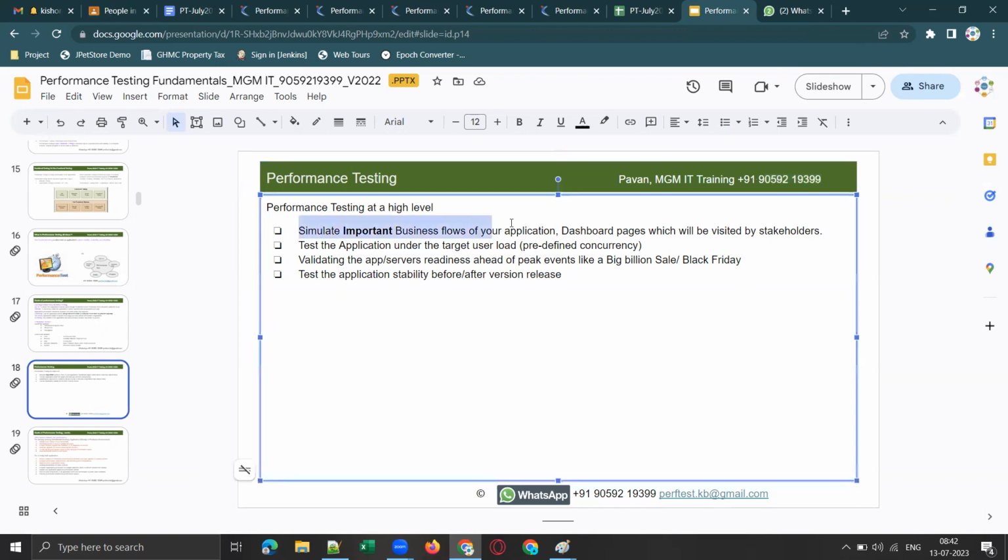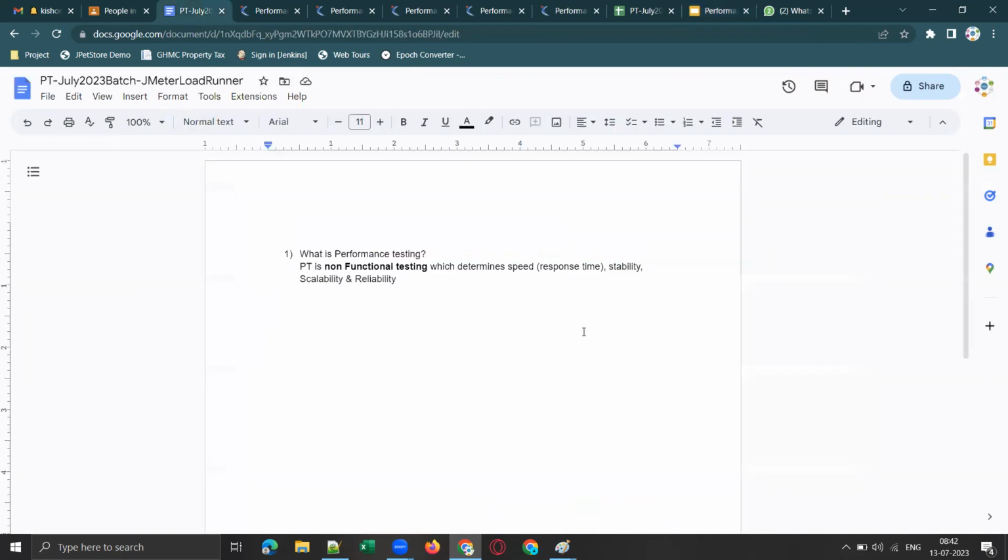So for doing performance testing, first of all, we need to identify what are the critical business flows of your application. So what is meant by critical business flows or important business flows of any application? Let's take a net banking application example or an e-commerce application. We'll take all these examples. First I will take a net banking application example.